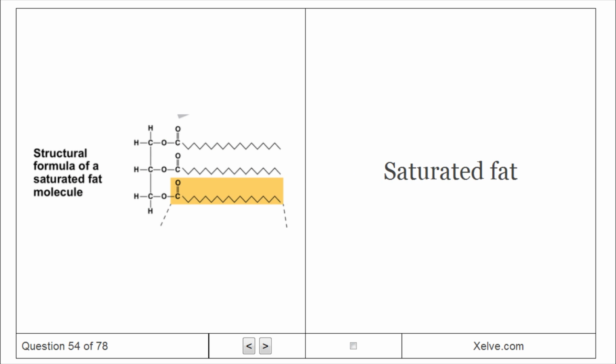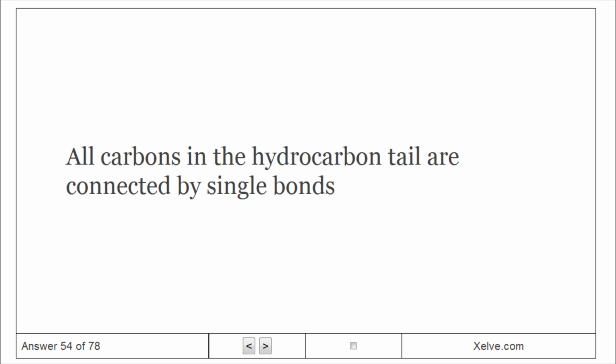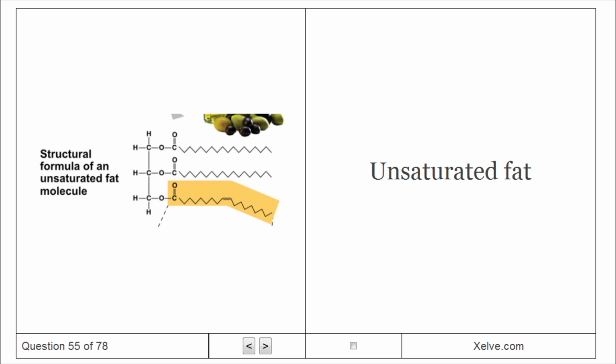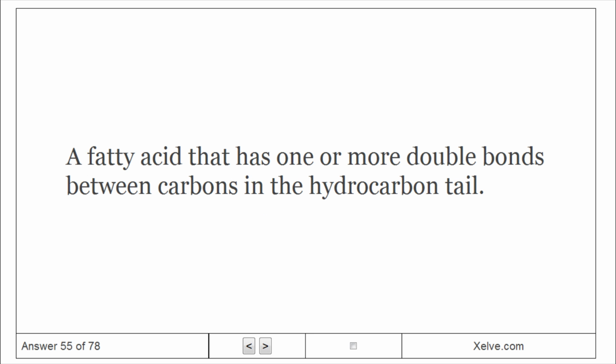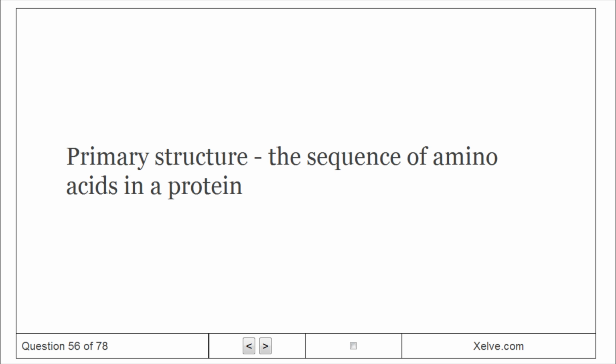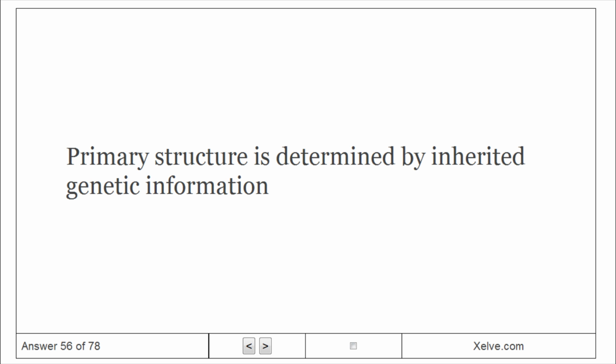Saturated fat. All carbons in the hydrocarbon tail are connected by single bonds. Unsaturated fat. A fatty acid that has one or more double bonds between carbons in the hydrocarbon tail. Primary structure, the sequence of amino acids in a protein. Primary structure is determined by inherited genetic information.